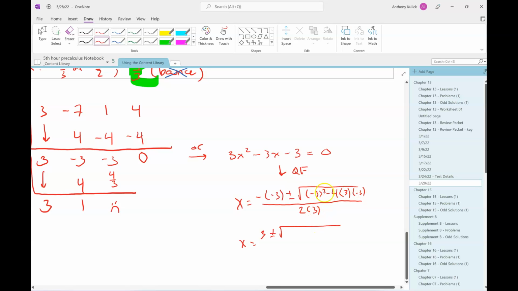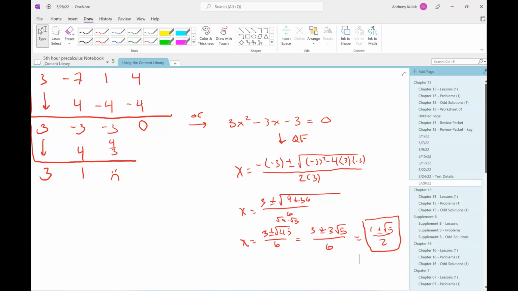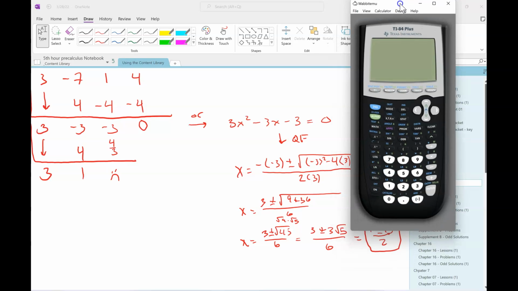So that's 36 plus 9. So 36 plus 9 is 45. And the square root of 45 can be simplified, right? Because 45 is 9 times 5. So the square root of 9 is 3, and then the square root of 5 there. And then I can reduce that, right? That just becomes 1 plus or minus root 5 over 2. And just to illustrate to you guys what's going on here.